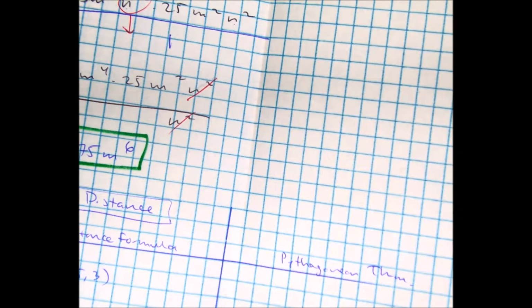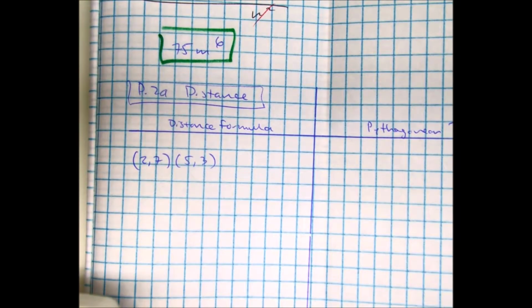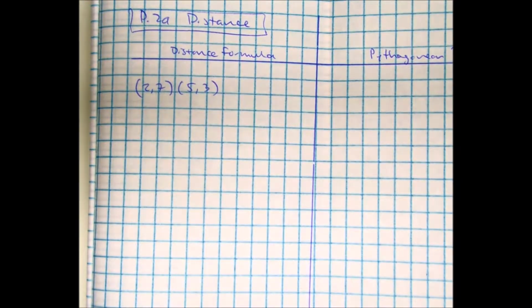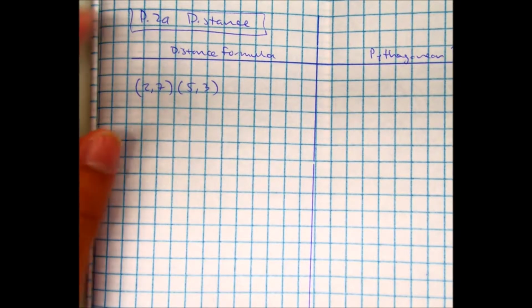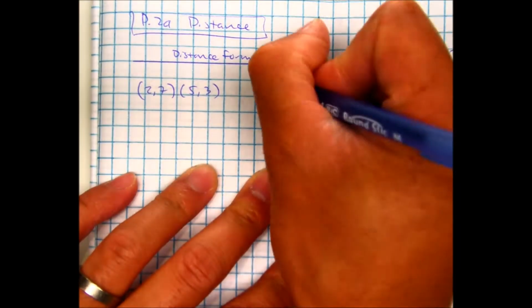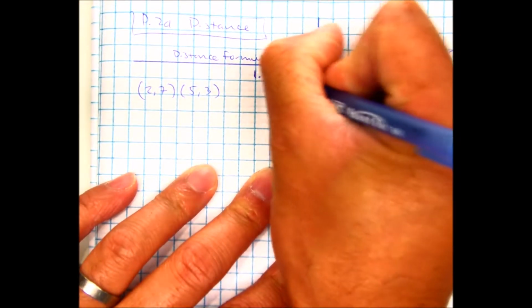Alright, so if I ask you to find the distance between 2 points, you can use either the distance formula or the Pythagorean theorem. So we have the ordered pairs (2, 7) and (5, 3). The first thing I'm going to do is label. Everyone say label. Label.